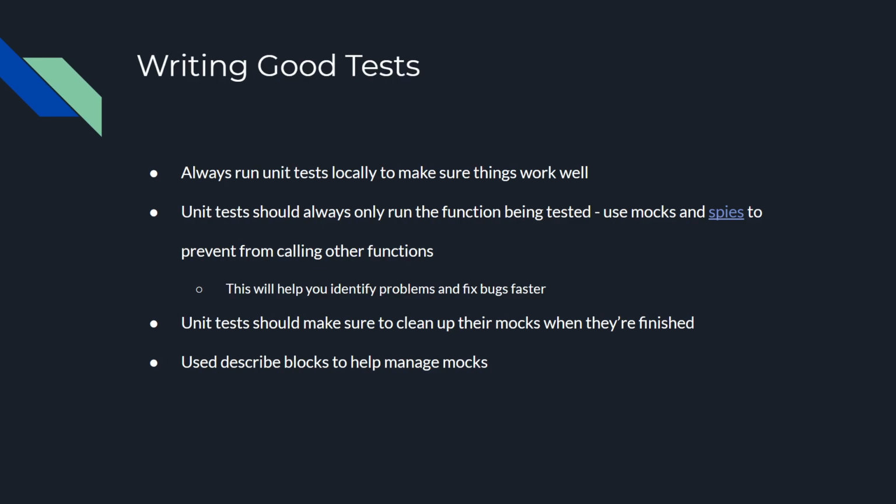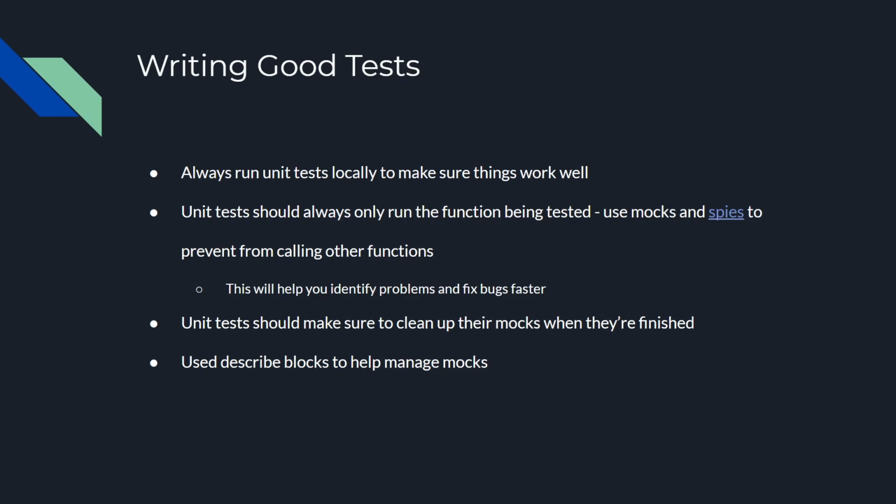And again, unit tests should only run the function being tested. You can use mocks, and Jest has another thing called spies, which we're not covering today, to prevent your code from calling other functions or from calling other systems. The reason for this isolation is because if your tests start failing and you have functions that are calling other functions that are calling other functions, you have this crazy tree of function calls, and you're not mocking anything, it makes finding problems much more difficult. So mocking secondary functions to the function you're testing will help you find problems much, much faster. I strongly recommend it.